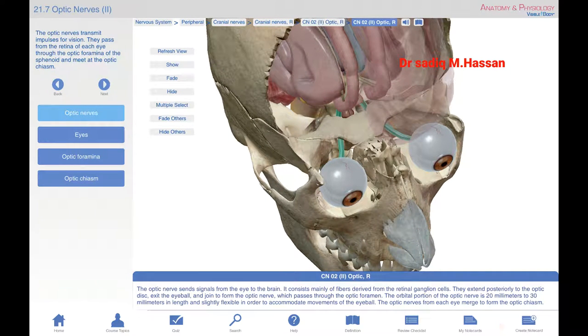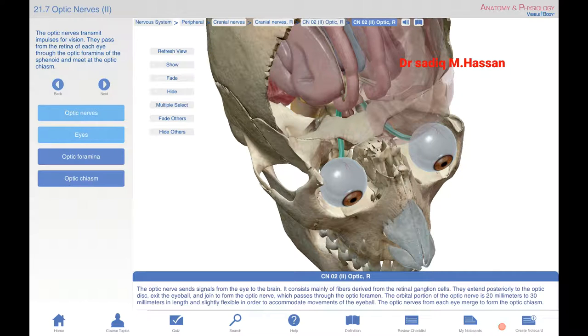Yes, the optic nerve sends a signal from the eye to the brain. It consists mainly of fibers from retinal ganglion cells. They extend posteriorly to the optic disc, exit the eyeball, and join to form the optic nerve, which passes through to the optic chiasm. The orbital portion of the optic nerve is 20 to 30 mm in length and slightly flexible in order to accommodate movements of the eyeball. The optic nerve from each eye merges to form the optic chiasm.